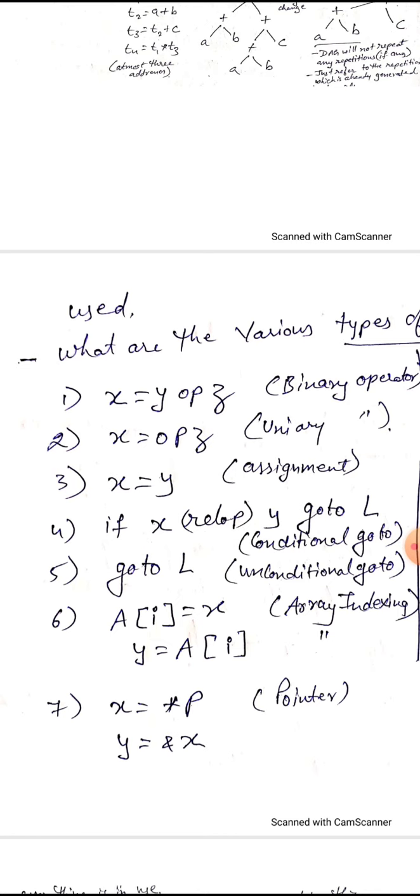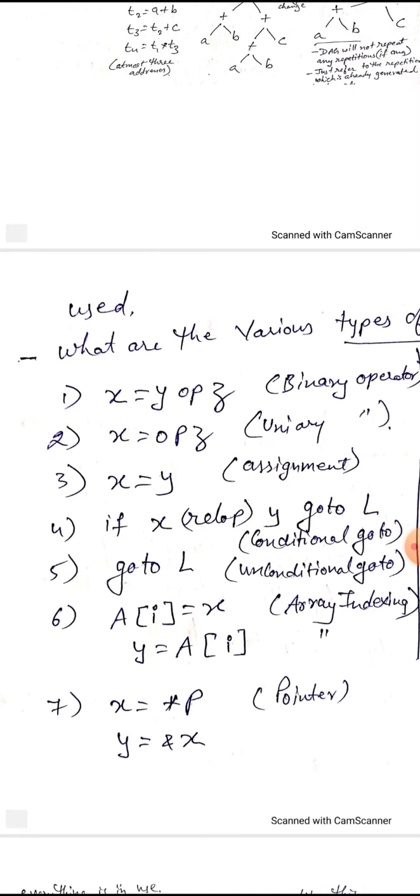So we normally say x equal to pointer p. So x is a variable which is of type pointer, and there is a pointer p which is pointing to it, right. So x is going to have the value of the pointer variable, and to have the address of that variable, normally what we do is we say address of x, ampersand of that variable x. So y is equal to address of x. In this way, all the 7 possible types of statements in the 3 address code we have listed.